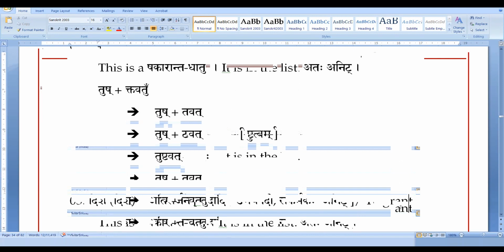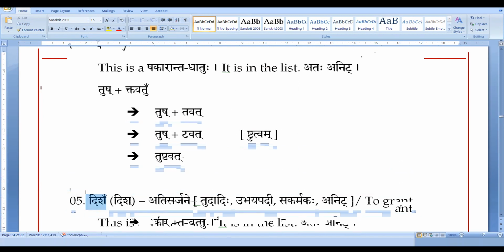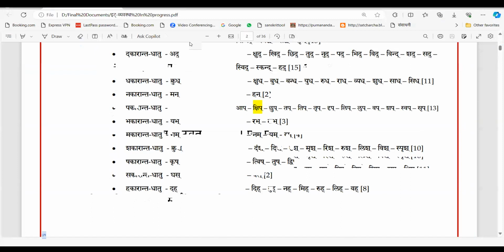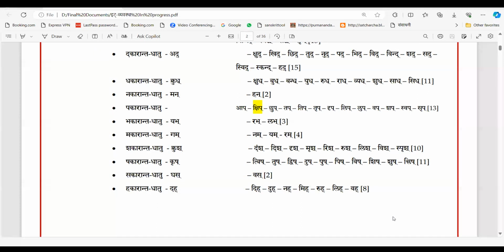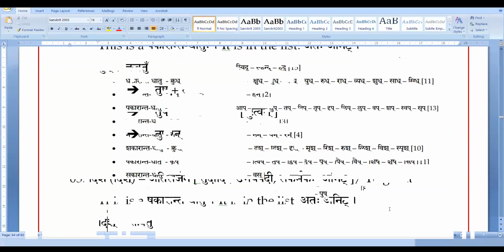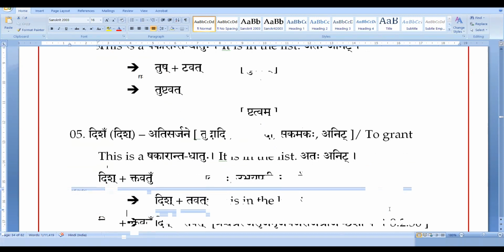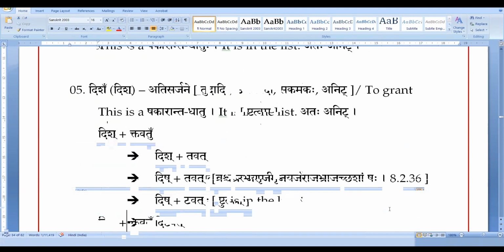Then Dish dhatu. Check in the list. Is it in the list? Shakaranta dhatu, Dish, it is there in the Anit list. Therefore, it is an Eka Anudata dhatu. No itakama, it is an Anit dhatu. Therefore, the Shakara is replaced by Mudhanya Shakara: Dishtavat. First is Shatvam and then Shtuttam.